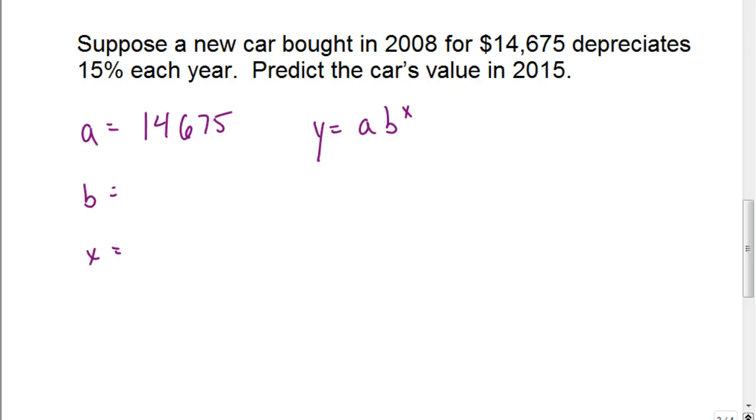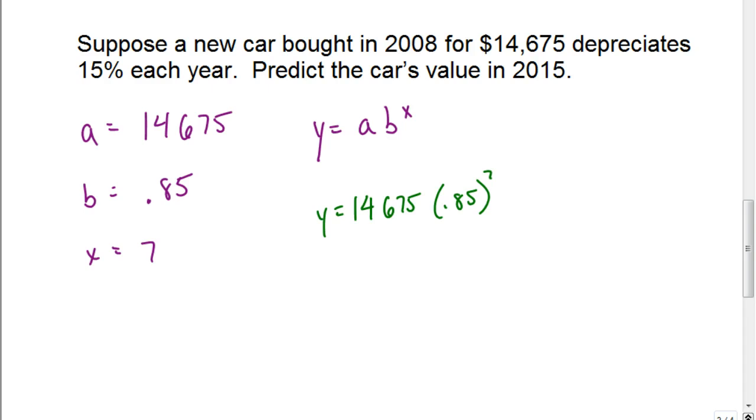Again, we talked about the fact that that 15% represents 100% that we had originally. We subtract 15%, so we get 85%, which as a decimal is 0.85. And we want to figure out what the car's value is going to be in the year 2015. Well, if the car was purchased in the year 2008, 2015 would be 7 years later, so our value for x would be 7. So when we plug these numbers into our equation, our amount is going to be 14,675 times our value for b, which is 0.85, raised to the x power, which is 7.